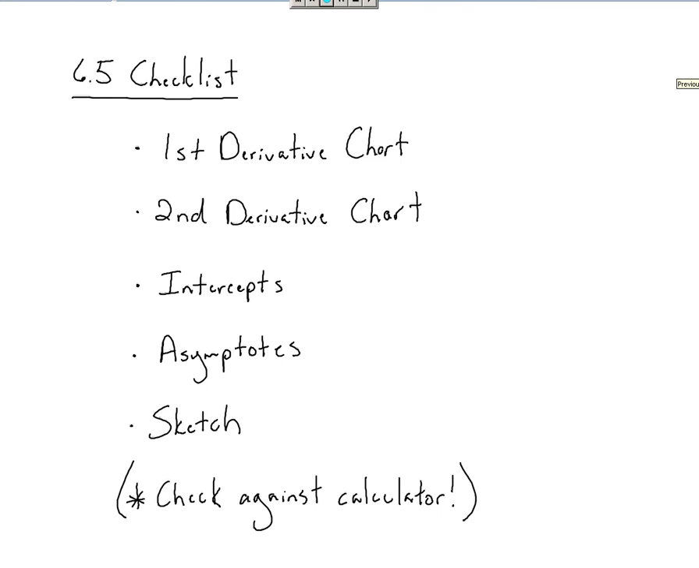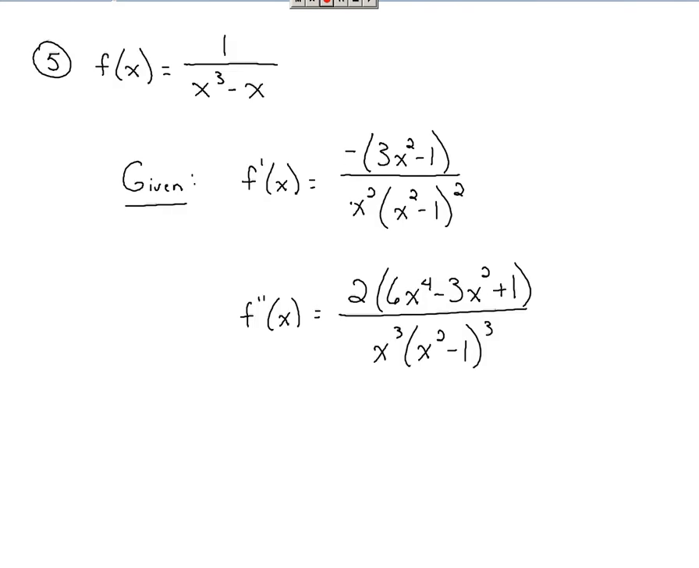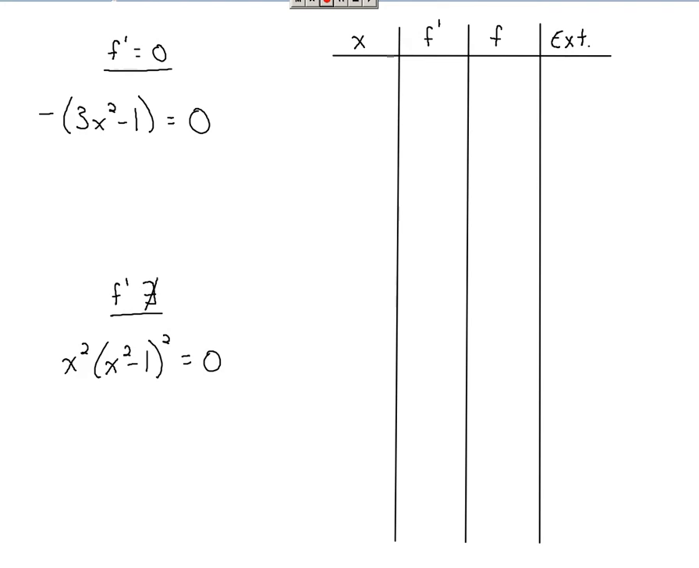So, first derivative chart. We take our first derivative as it's given. We explore where the first derivative equals 0. And we explore where the first derivative does not exist. So because the first derivative was a rational function, for the equals 0 side, we take the numerator, set it equal to 0. For the does not exist side, we take the denominator, set that equal to 0.